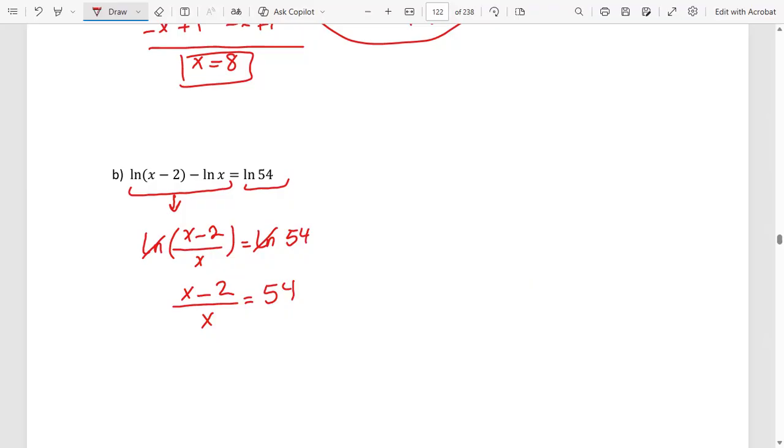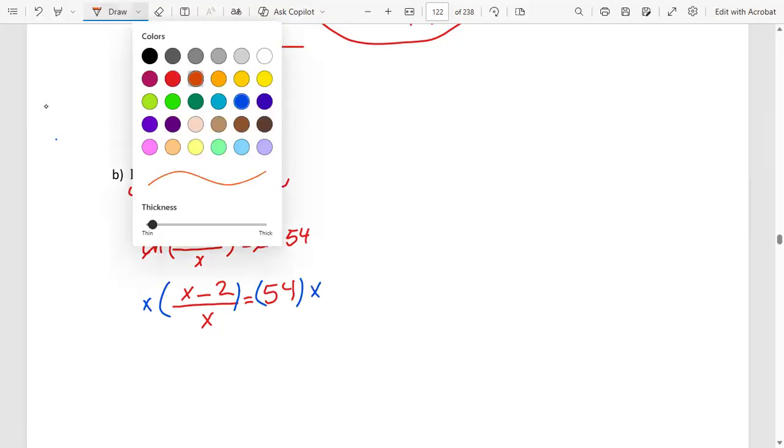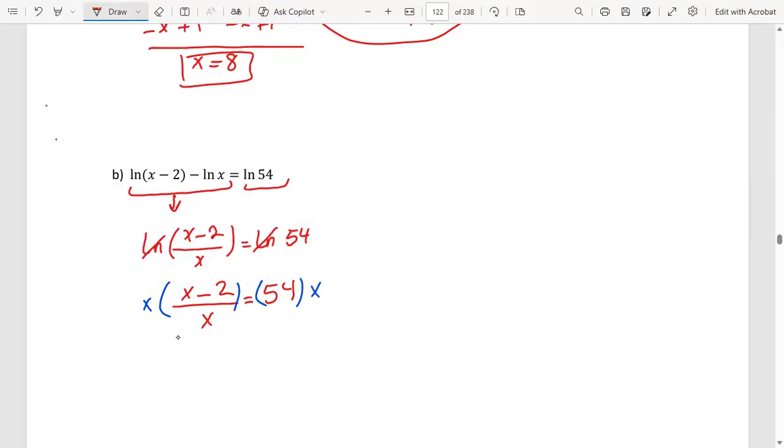To solve this equation, since I see an x in the denominator of a fraction, the first thing that I need to do is get rid of the denominator. How can we cancel the x in the denominator? Just multiply both sides by x. So we get x and x cancel each other. We have x minus 2 on the left and 54 times x, which is 54x.